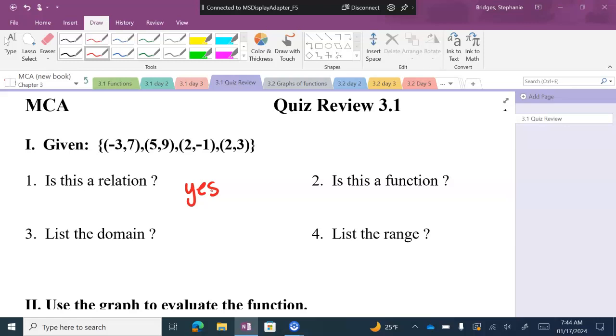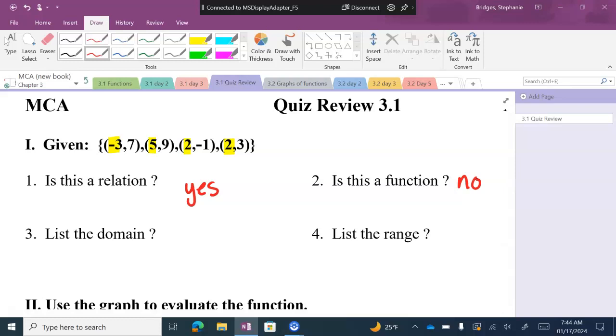And then to determine if it is a function, which values do I look at? The x. As long as all of the x values are different, yes, it's a function. If any of them repeat, no, it is not a function. So my x values are -3, 5, 2, and 2. Would that be a function? No, because I have one of those x values that has repeated. 2 is there twice.